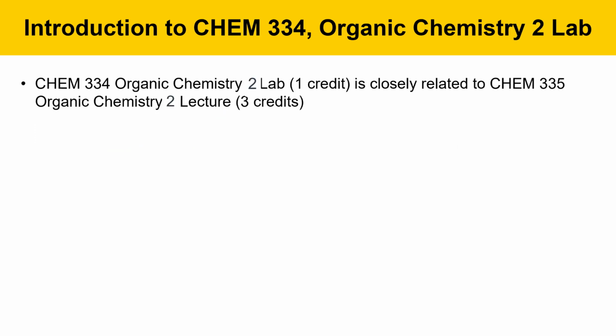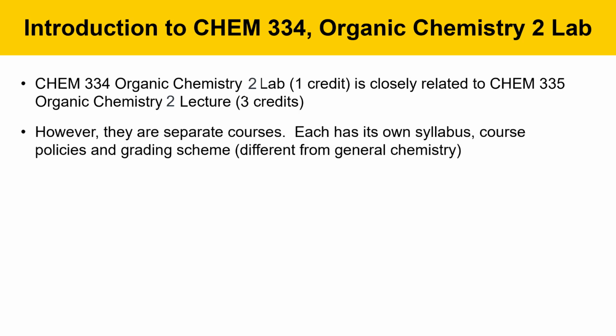Chem 334, the Organic Chemistry 2 Lab, is a 1-credit class that's closely related to Chem 335. That's the associated lecture course. The lecture course is worth 3 credits. They're very closely related, but they are separate courses. Each has its own syllabus, its own course policies and grading scheme. This is different from general chemistry, where you got 1 grade for both the lecture and the lab components.